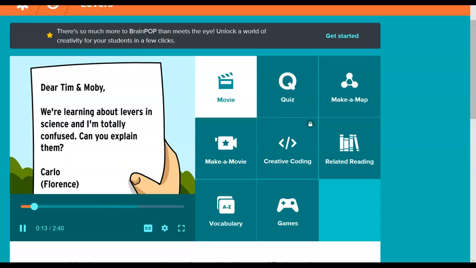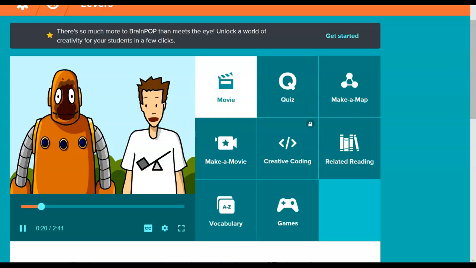Dear Tim and Moby, we're learning about levers in science and I'm totally confused. Can you explain them? From Carlo. I think Moby just got a taste of levers in action. Levers are pretty simple, really. They allow us to move things more easily by magnifying our efforts.